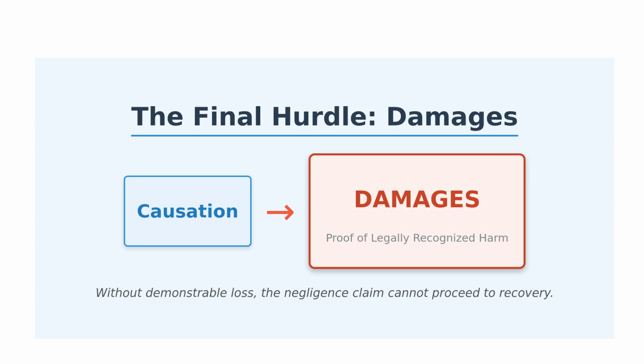We have successfully navigated the first three essential elements of a negligence claim: duty, breach, and causation. Now, we arrive at the final required component necessary for the plaintiff to prevail: damages. It is crucial to understand that even if a defendant owed a duty, breached that duty, and that breach factually and proximately caused an event, the plaintiff still cannot recover unless they can prove they suffered actual, legally recognized harm.